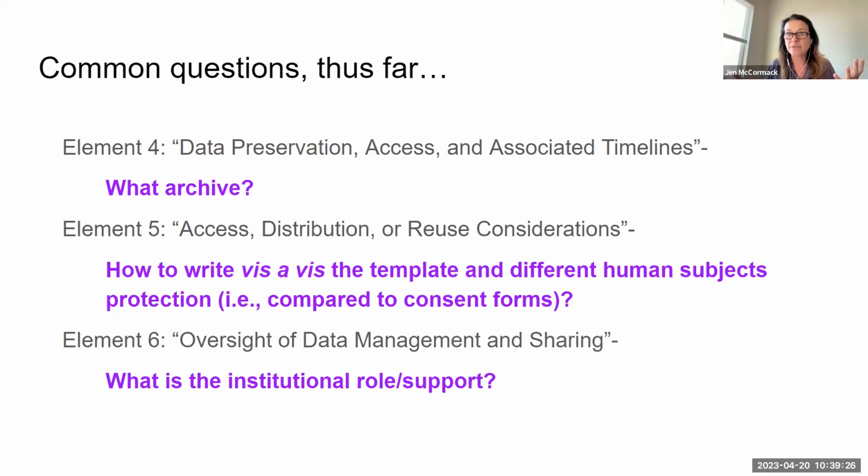What archive should I pick? Again, we defer back to their expertise. What are sort of the disciplinary ways? We don't know your data the way you know. And then, of course, that NIH repository that Fernando and Matt shared is a great resource.